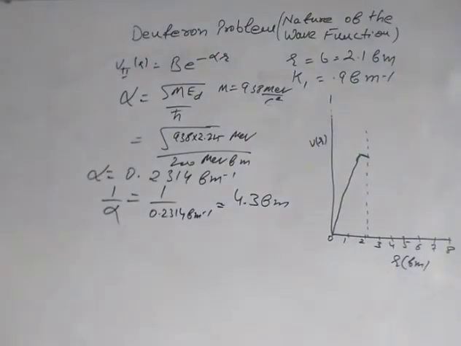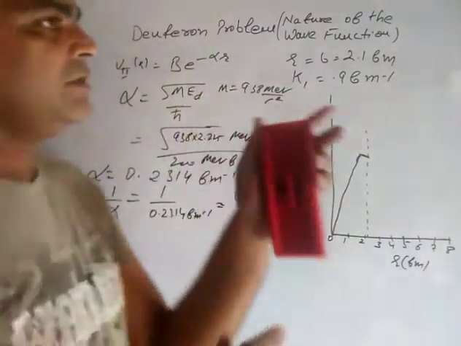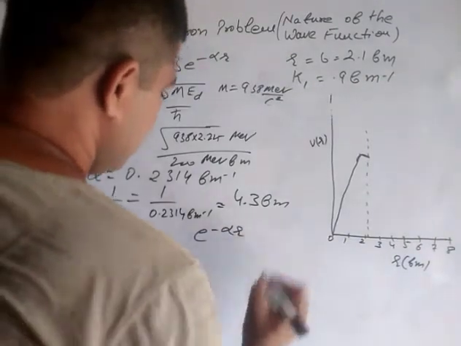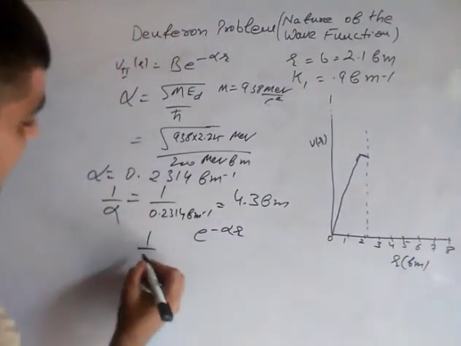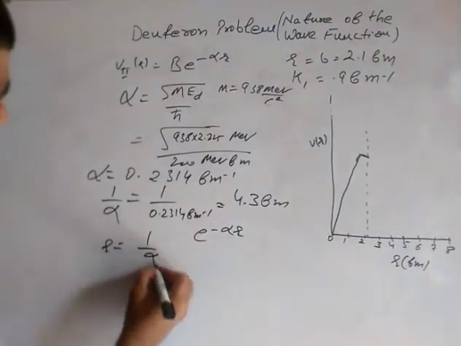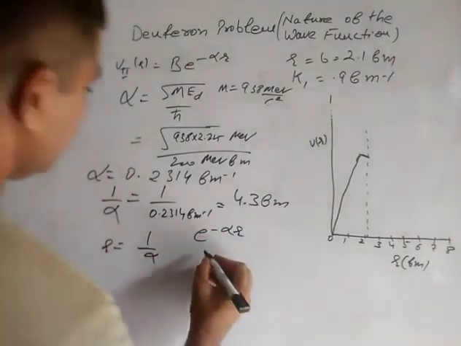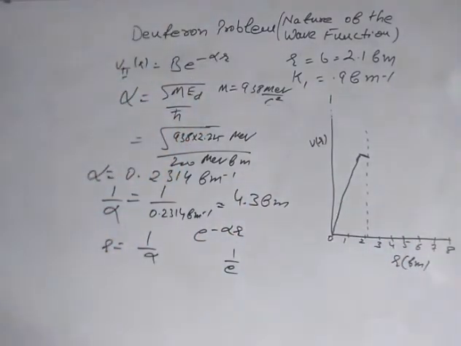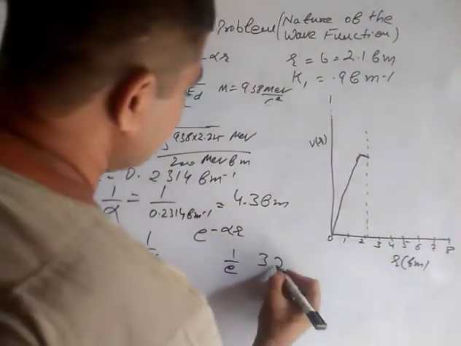Now this is very good. Whenever you have any exponential function of the form e to the power minus alpha r, then at r equal to 1 by alpha, your wave function will reduce to 1 by e of its original value.